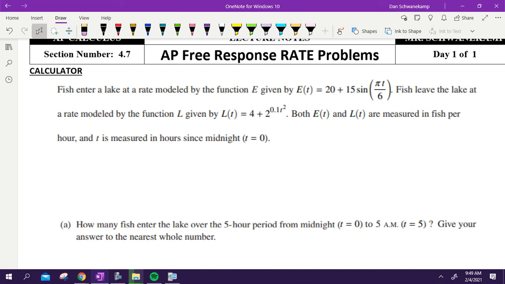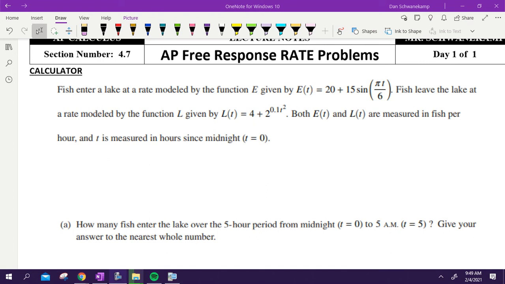Fish enter a lake at a rate modeled by this equation right here. Fish leave the lake at a rate modeled by that equation, L of t. Both E of t and L of t are measured in fish per hour, and t is measured in hours since midnight. So the first thing I would always suggest is reading it, and then you read it again and start taking out the information.